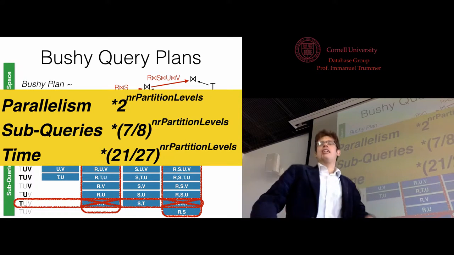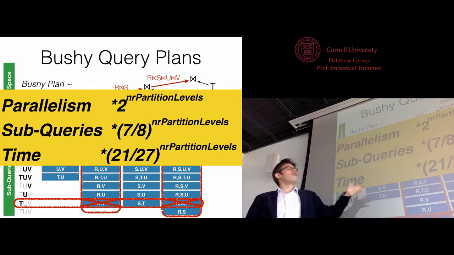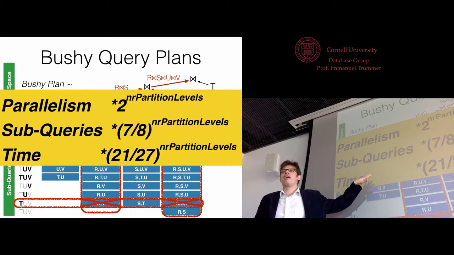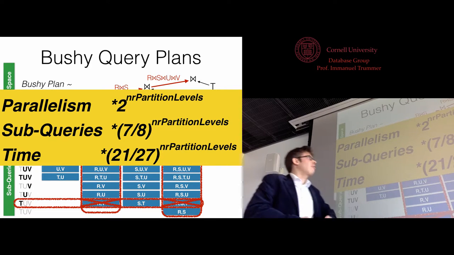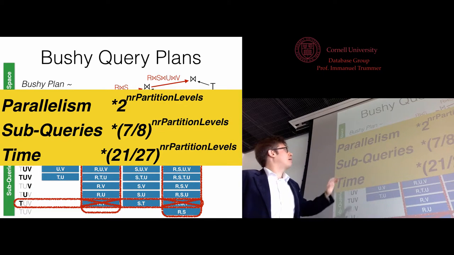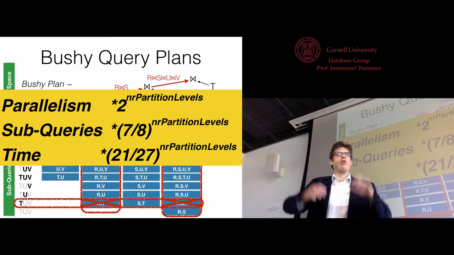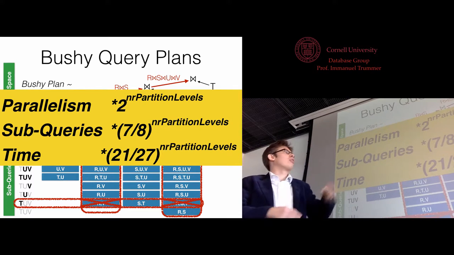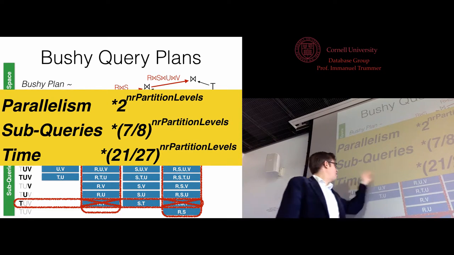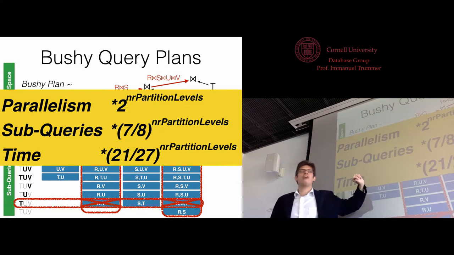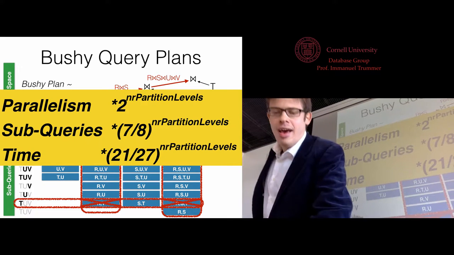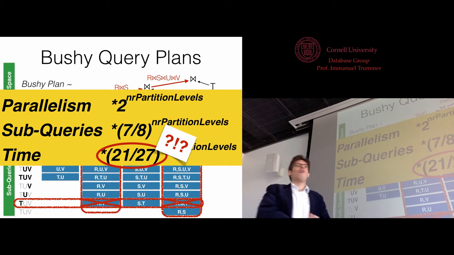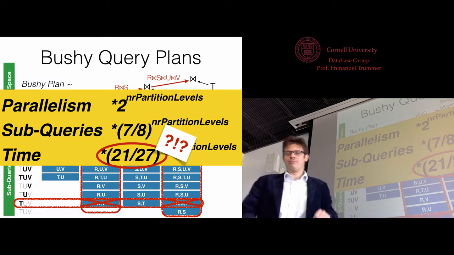So each time that we double the degree of parallelism, and of course we can recursively continue the decomposition of the plan space as before if we select a new triple of tables, and each time that we do that and double the degree of parallelism, the number of subqueries per worker is multiplied by factor 7 divided by 8. However, here I'm writing that time complexity is actually multiplied by factor 21 divided by 27. And now you might be wondering how I come to that specific factor.